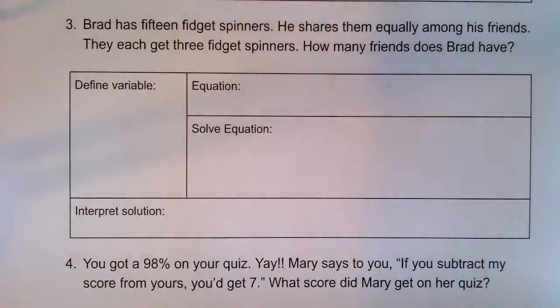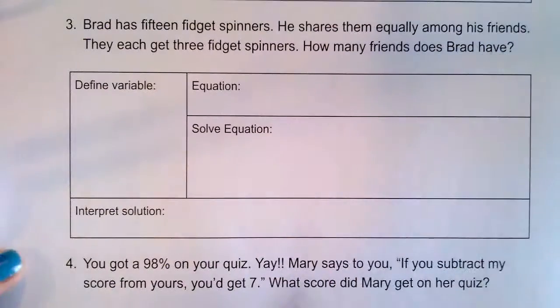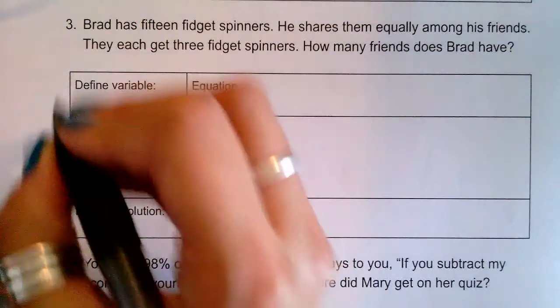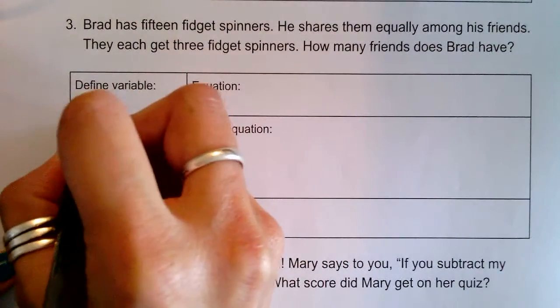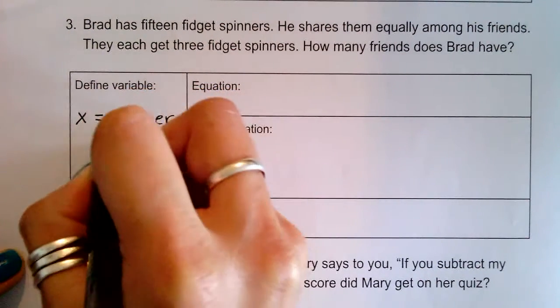So we're going to start by defining our variable. And here we're looking at the question, how many friends does Brad have? So we're looking for the number of friends, right? So let's just choose x, and that's going to represent our number of friends.